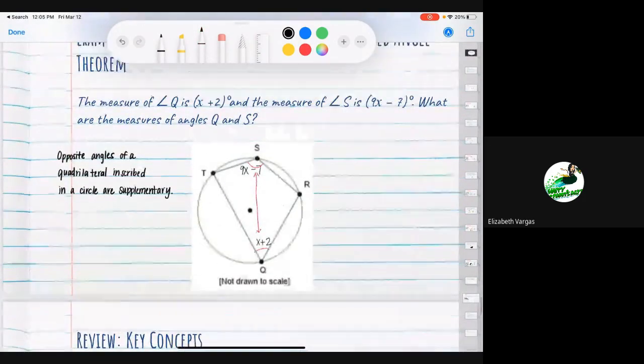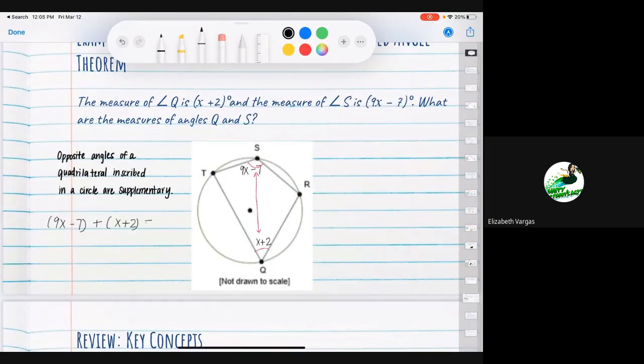180 degrees. So that means that I can add those two together. And they need to equal 180 degrees. And when I do so, this is 10x minus 5 equals 180. Isolate my x, plus 5, 185. Further isolate my x, divide by 10. x is equal to 18.5.